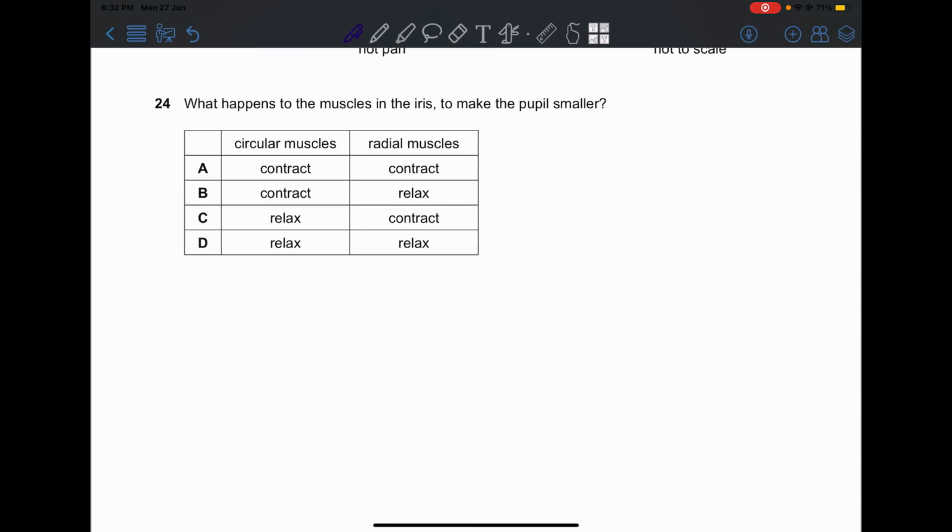24, what happens to the muscles in the iris to make the pupil smaller? Now we know that the pupil is smaller when the circular muscles contract, and it's also the radial muscles actually relax. So let's read the options.